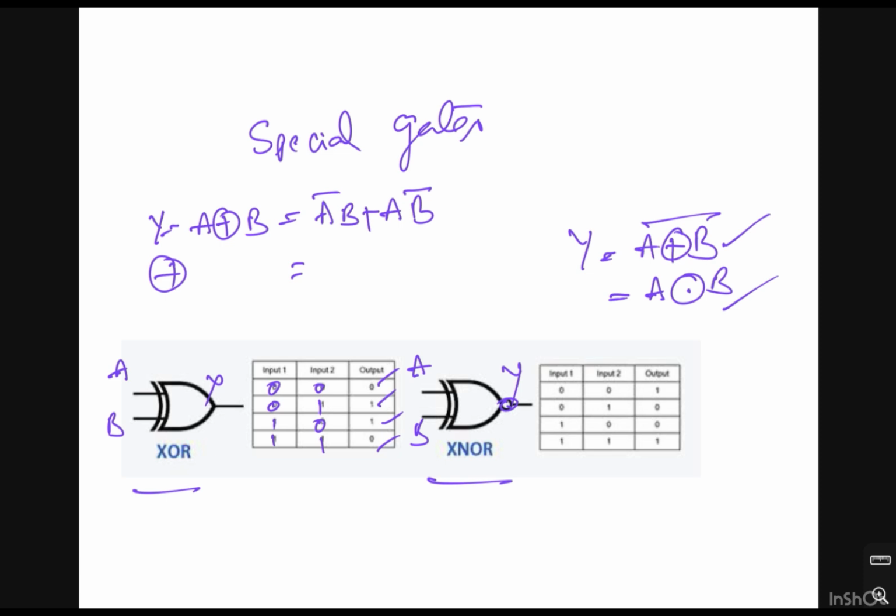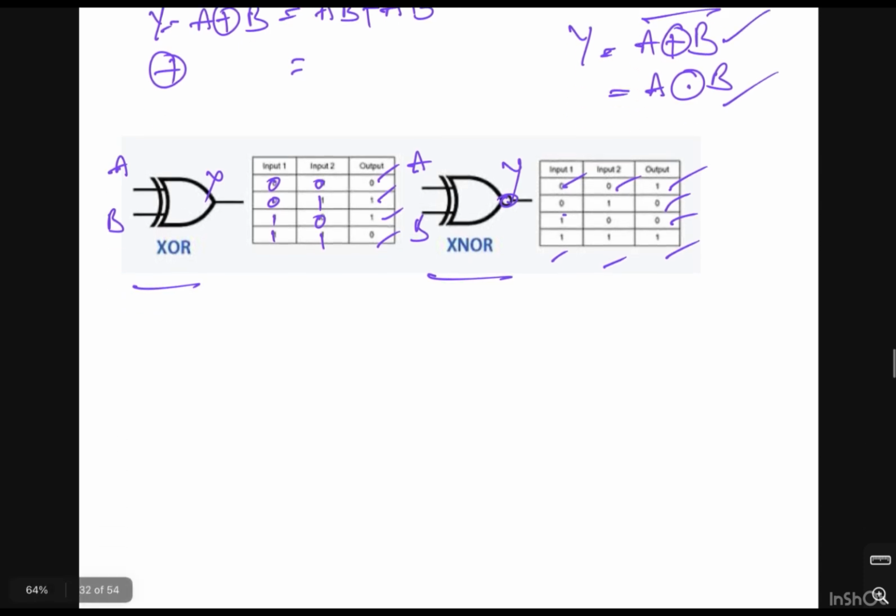When inputs are same, here 0, 0, output is 1. When inputs are same, 1, 1, output is 1. When inputs are different, 0, 1 or 1, 0, output is 0. So these two gates are used in digital electronics wherever required. These gates are called the special gates.